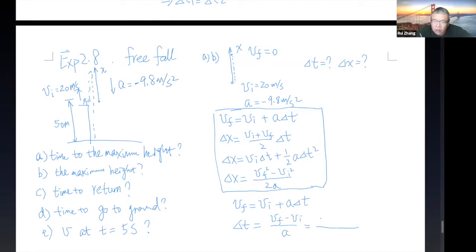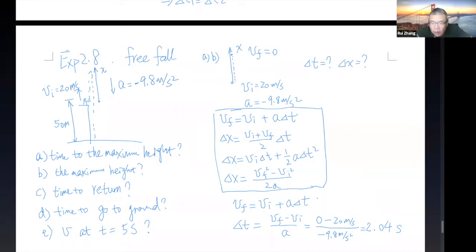So VF equal to 0 and VI equal to 20 meters per second, and then A equal to negative 9.8 meters per second squared. In doing this calculation, you see the two minus signs cancel out. So what is left is 20 divided by 9.8. So you got 2.04. The unit here is meter per second divided by meter per second squared, so that gives you a second. So it takes 2.04 seconds to go from here all the way to the top.